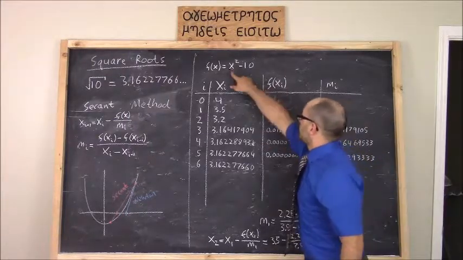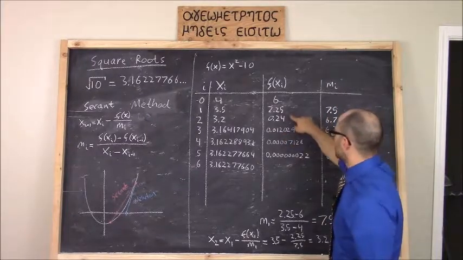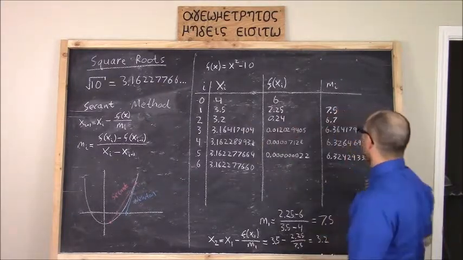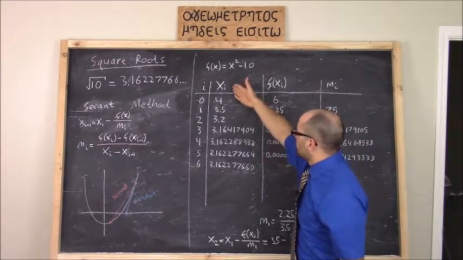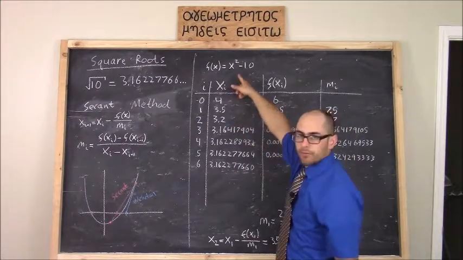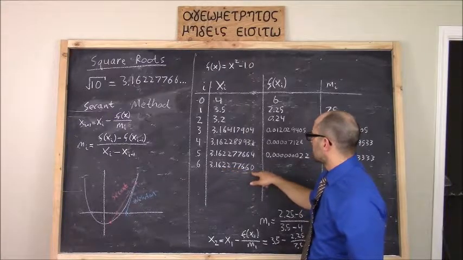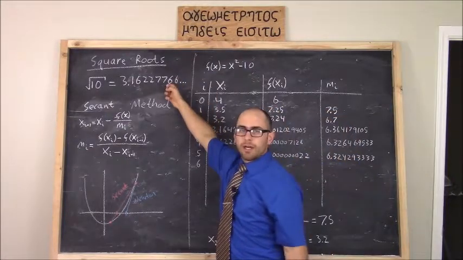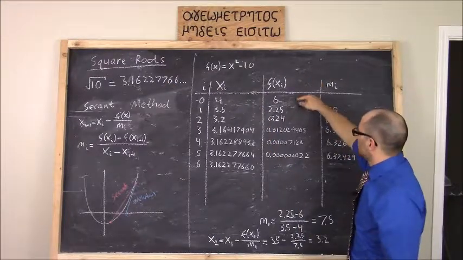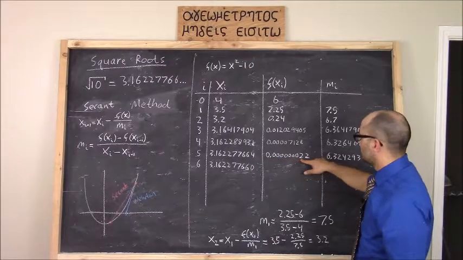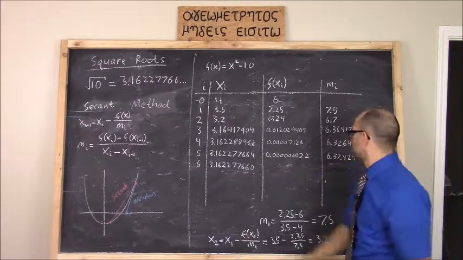Plugging x squared minus 10 for f of x, and m is this minus this divided by this minus this for each iteration. Notice my value for x, representing the square root of 10, converges to 3.162277660, which matches our answer from the calculator. Meanwhile, look at what's going on with f of x. This number is getting very, very close to 0 as we converge on the value of x.